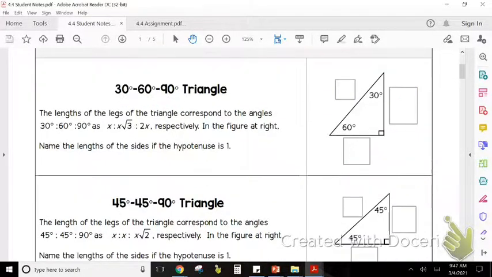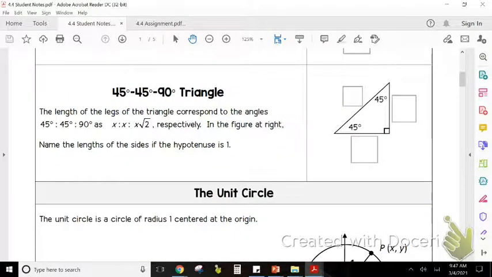And then the same thing with the 45, 45, 90 triangle. We said that its sides were in the ratio of x, x, and x square root of 2. The same idea here: we're going to let the hypotenuse be 1. So if my hypotenuse is 1, then x square root of 2 is equal to 1. We divide by the square root of 2, and we find that x is equal to 1 over square root of 2.